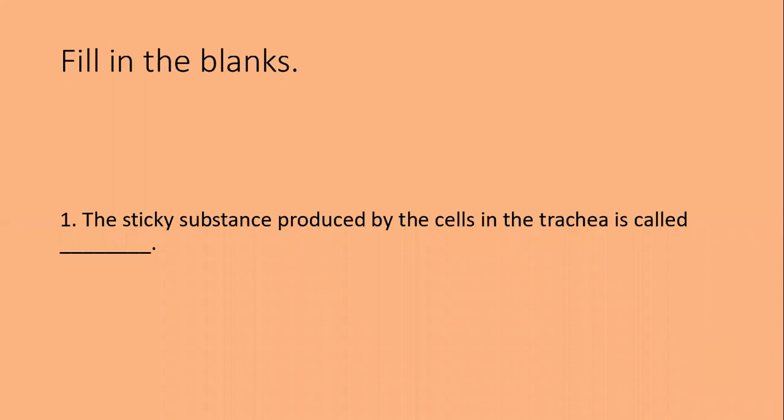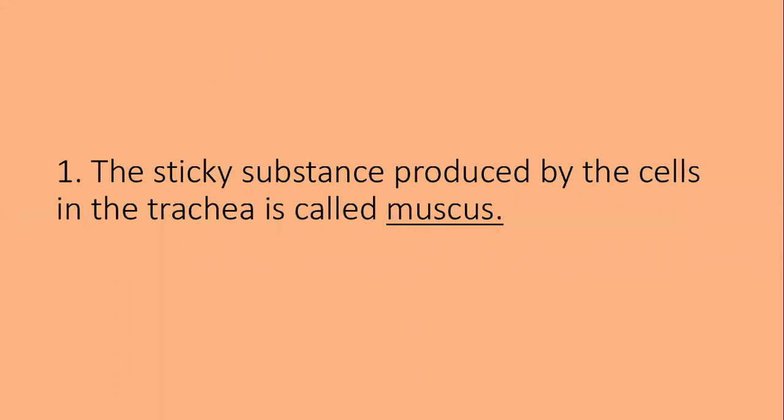Fill in the blanks. The sticky substance produced by the cell in the trachea is called dash. So what is it called? Which traps bacteria and dust particles. It's mucus. The sticky substance produced by the cell in the trachea is called mucus.